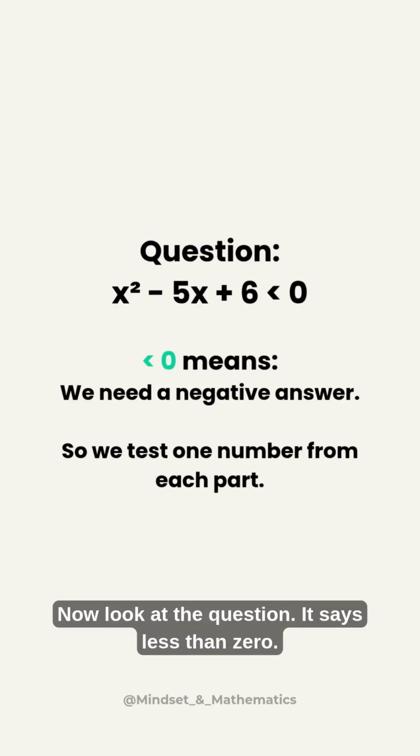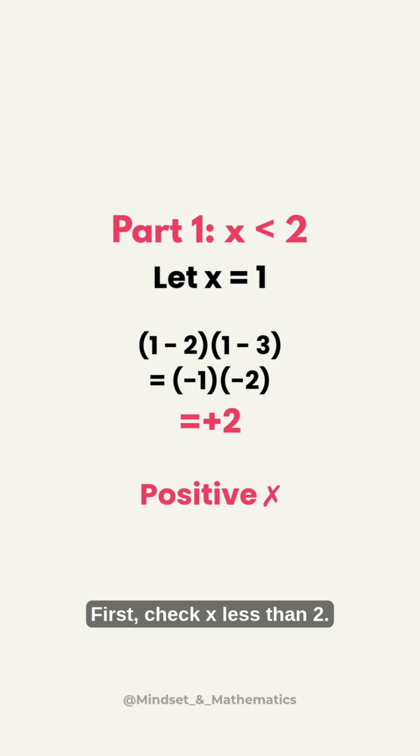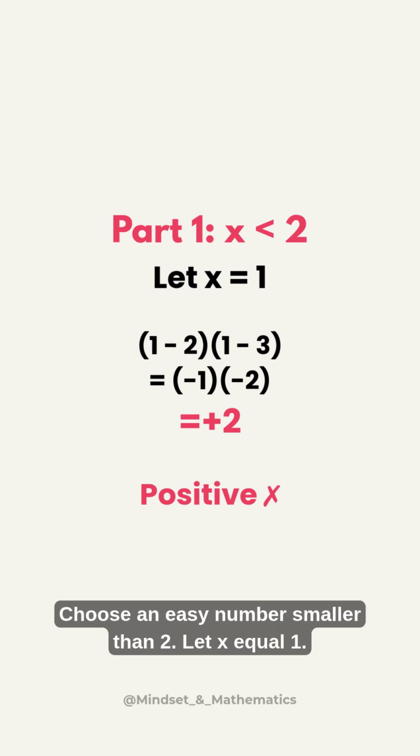Now look at the question. It says less than 0. Less than 0 means we need a negative answer. So we test one easy number from each part. If one number from a part gives a negative answer, that whole part works. First, check x less than 2. Choose an easy number smaller than 2.